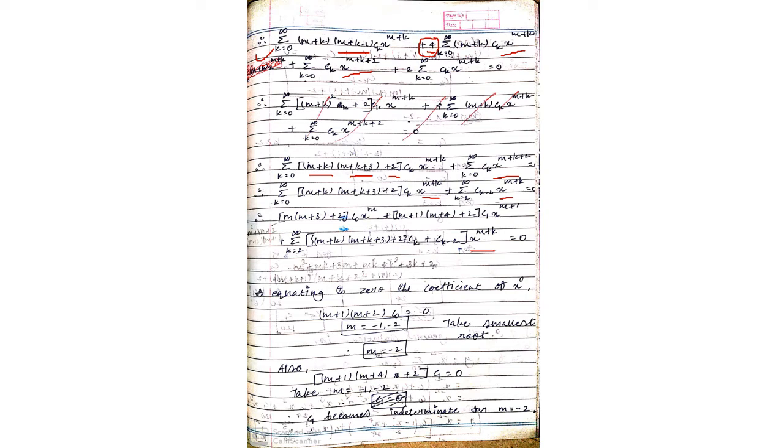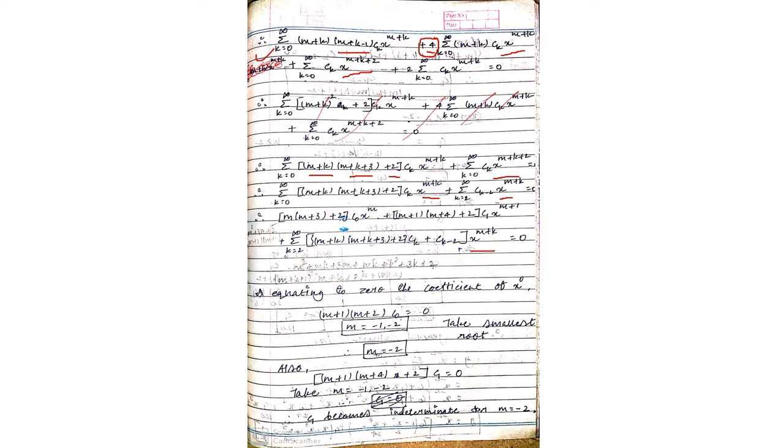Now next part, you have to equate the terms, right? So equating all these terms, the first term equals to 0. Here there are three terms given, you are getting three terms, right? So the first, second and third, all these terms equal to 0. So the first term, that is m into m plus 3 plus 2, sorry, into c0 equals to 0.